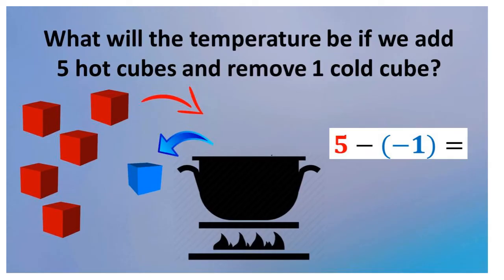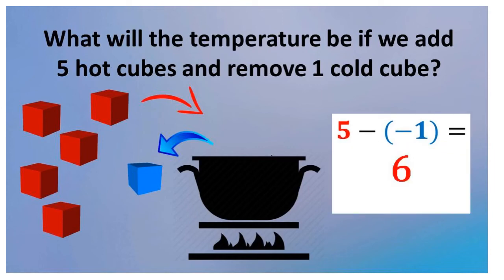But what's going to happen to the temperature of my soup? Is it going to increase? Is it going to decrease? Remember what we talked about when we remove cold cubes. My temperature is actually going to increase by 1 degree, meaning my temperature is now 6 degrees. Hot raises the temperature, and removing cold also raises it. So subtracting a cold cube is really the same as adding.